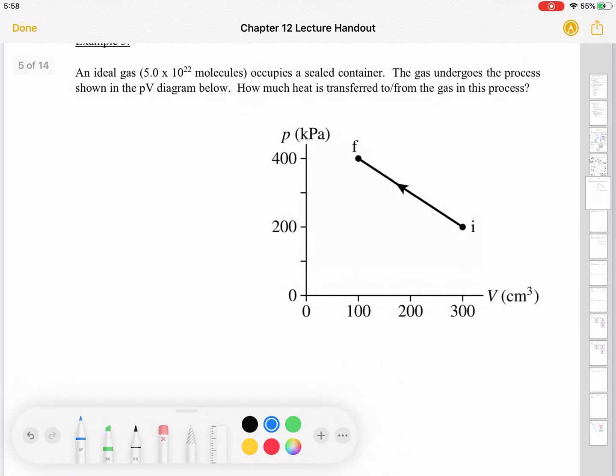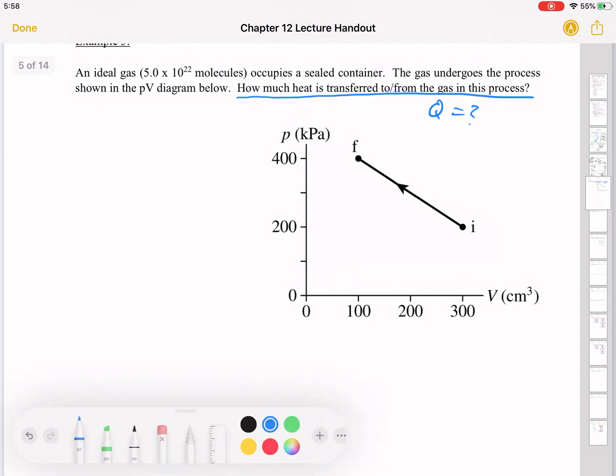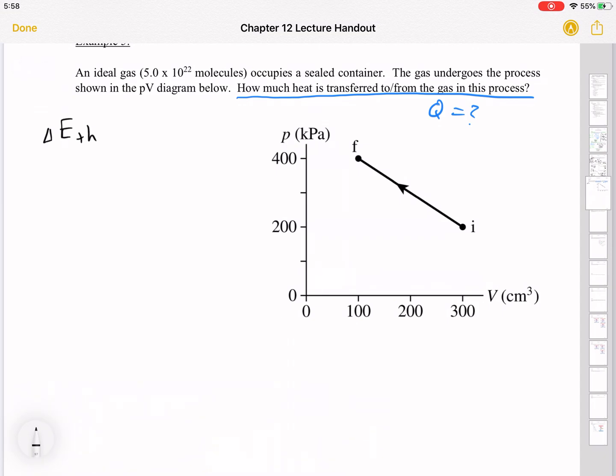Okay, so how much heat is transferred? So we're looking for Q. So Q equals... And what do I know? Well, I know whatever I can figure out from this PV diagram. Right? Well, I also know the first law of thermodynamics, which is that the change in internal or thermal energy of the system is equal to the heat added to the system minus the work done by the system.